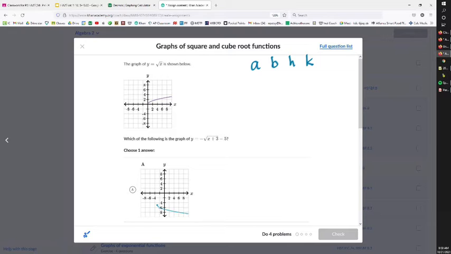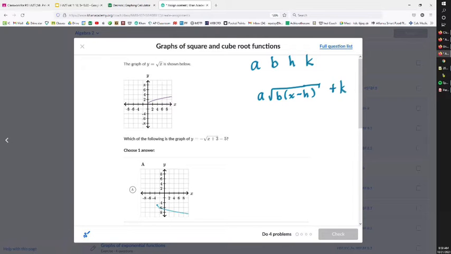Okay, this is a square root function. If I were to draw a square root function with the A, B, H, and K in it, this is how you would draw it. You would put the A there, then you do square root, and this is the crazy part. You put the B, and then inside the parentheses, you have X, and then the H, and then the K is on the outside.